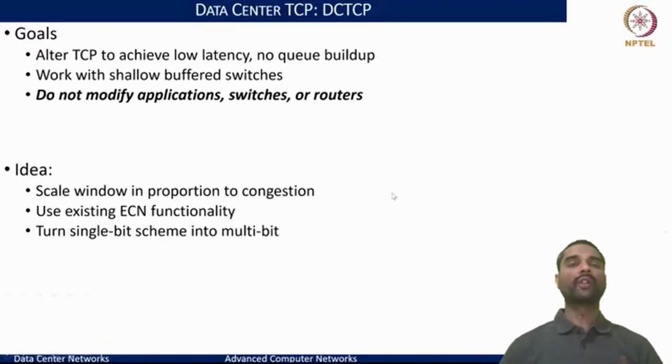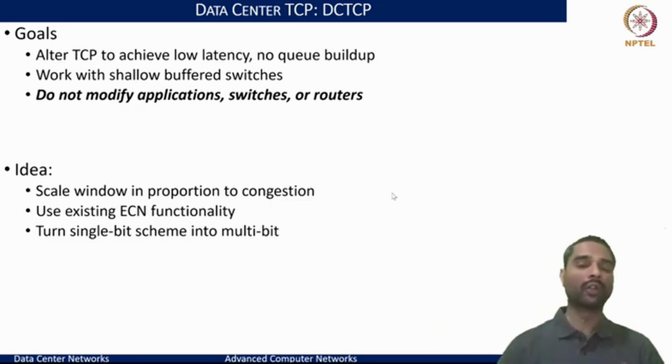So if we revisit and try to see what way we can overcome this problem, our major goal here would be that we want to alter the TCP so that we can achieve low latency communication and also be able to adapt at a very small time scale. But we want to ensure that the queue buildup in the first place doesn't occur, so that there is no queue and no congestion that we can lead in. And we want to work with shallow buffered switches. That means we are not expecting the switches to have more buffers where the queues would build up.